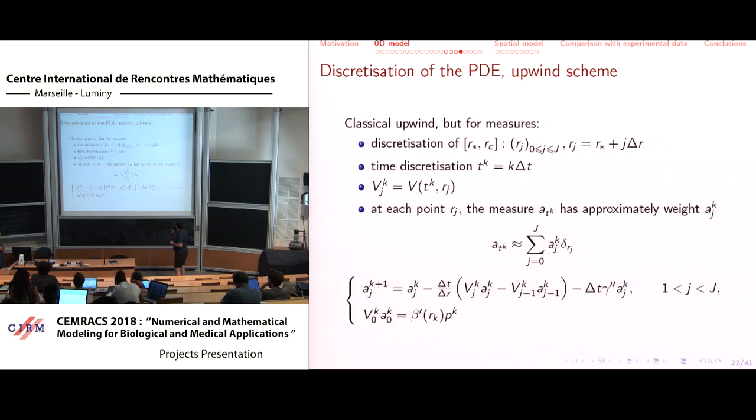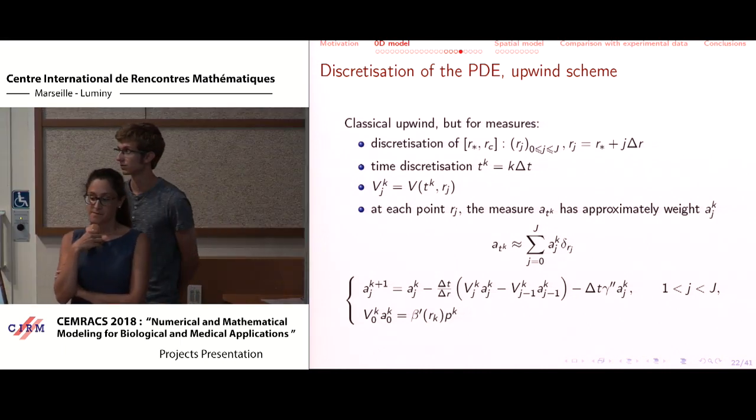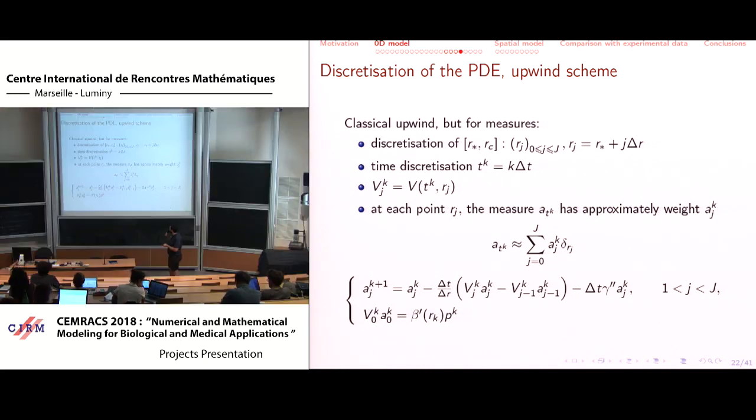And of course we have this line for the flux to take into account the birth of new adipocytes coming from the differentiation of pre-adipocytes. Here there should be a k plus 1 maybe. And that's all for the classical upwind. Well, the upwind scheme for measures.